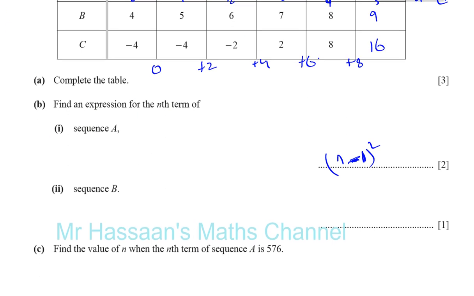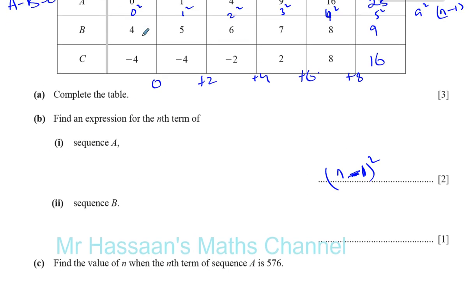Sequence B, well, that's a pretty simple one. It's going up by 1: 4, 5, 6, 7, 8, 9, 10, 11, 12, and so on. So it's got something to do with the 1 times table, because it's going up by 1. So it's got something to do with 1 times n. The 1 times table goes up in ones. But if I leave it like that, the first term will be 1. I want the first term to be 4, so I want it to start from 4. To make it start from 4, I have to add another 3 to it. So if I have the sequence n plus 3, the first term will be 4. The second term will be 2 plus 3, 5. Third term will be 3 plus 3, 6, and so on.